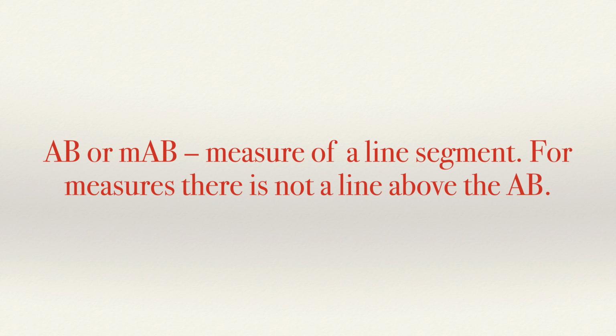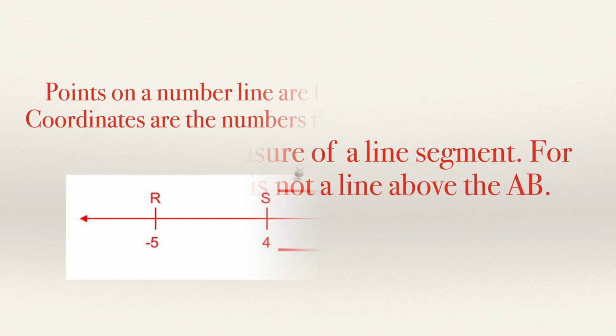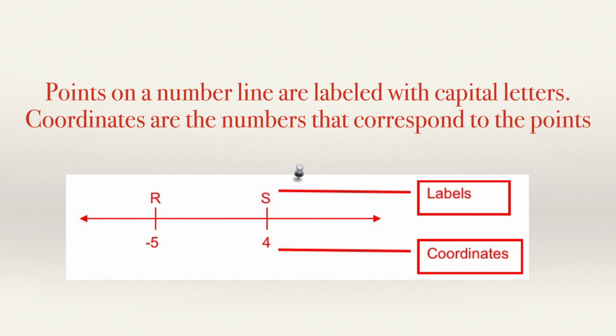All right, if I write AB without a line on top or a line segment on top, or if I write MAB, that means the measure of a line segment. For measures, you do not write a line above the AB. This is very important. Points on a number line are labeled with capital letters. Coordinates are the numbers that correspond to the points. So R to S, R is at -5, S is at 4. If I asked you how long RS was, -5 to 4, so let's see, that's 5 to 0 and then 4 after. That would be 9.